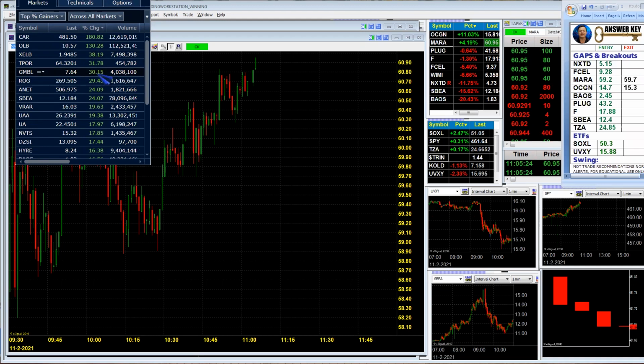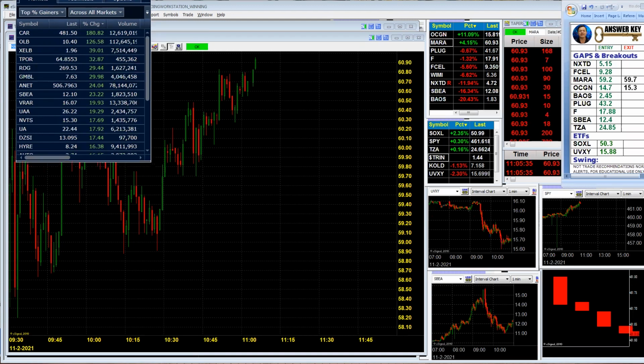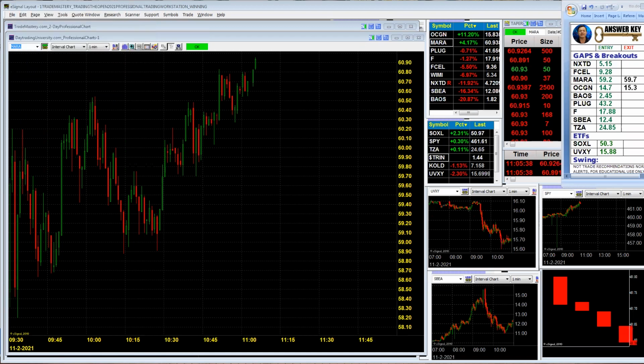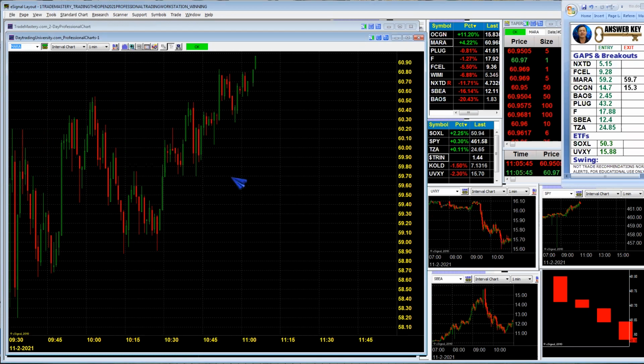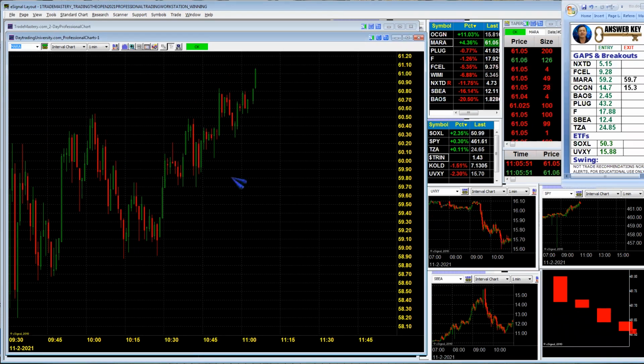So now it looks like Avis up. CAR, OLB, XELB, TPOR. That's how I locate instruments that are worth trading. You do not need any fancy third-party scanners. You definitely don't need squiggly lines on a chart to day trade. I just did 2 profitable trades for you live in front of you without any squiggly lines on charts. All you need is price action. I'm a trader. Next question.